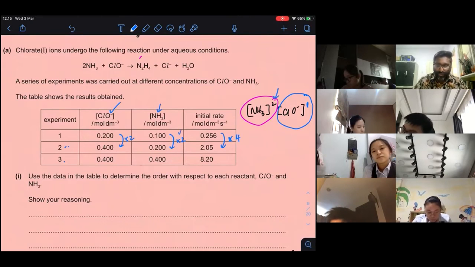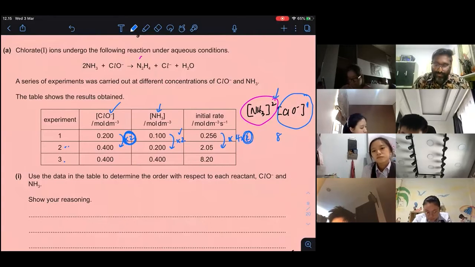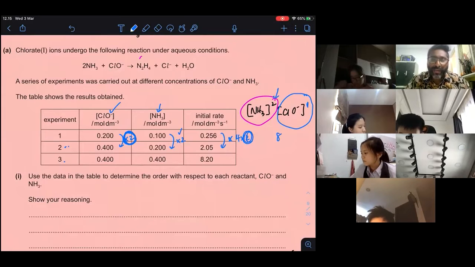Related to ammonia, 2.05 divided by 0.256, I'm going to get 8. So it's not times 4, it's times 8. So there is another factor which is going to be 2. That 2 must be coming from here. So you see, this one times 2, this is also times 2. So automatically, this is going to be first order with respect to ClO minus.